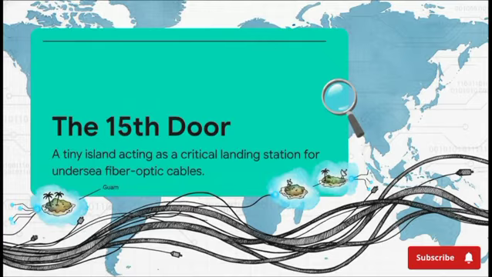So what exactly is this 15th door? Well, often it's just a tiny, totally isolated island. Picture these incredibly remote locations, like Guam out in the Pacific Ocean or Diego Garcia over in the Indian Ocean. They look like insignificant little dots on a map, but they actually serve as the critical landing stations for all those undersea fiber-optic cables we mentioned earlier. They are the ultimate digital control points of our era.